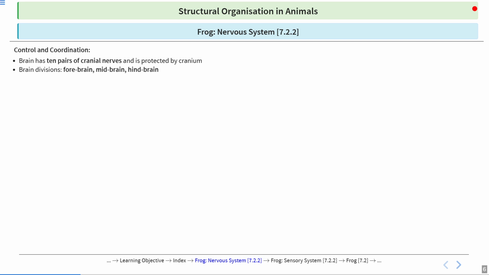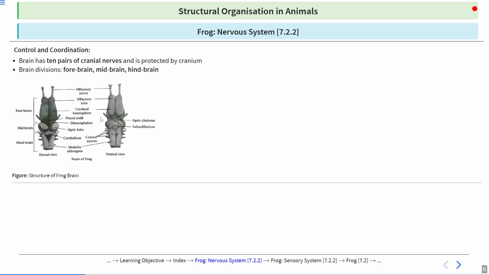The brain is divided into three parts: forebrain, midbrain, and hindbrain. In the human brain also, the brain has been divided into three parts. So similarly, in the case of frog, we have three divisions. Forebrain means the frontal part of the brain, midbrain, that is the middle part of the brain, and hindbrain, that is the back part of the brain.